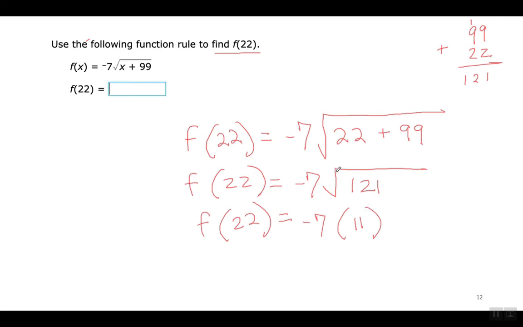By the way, I forgot to mention, in case some of you don't know what the square root sign means, that's asking you, what number times the same number equals the number that you have right here, in this case 121? The answer is 11, because 11 times 11 is 121. Alright, last step is to multiply -7 times 11, and I'm going to get -77.